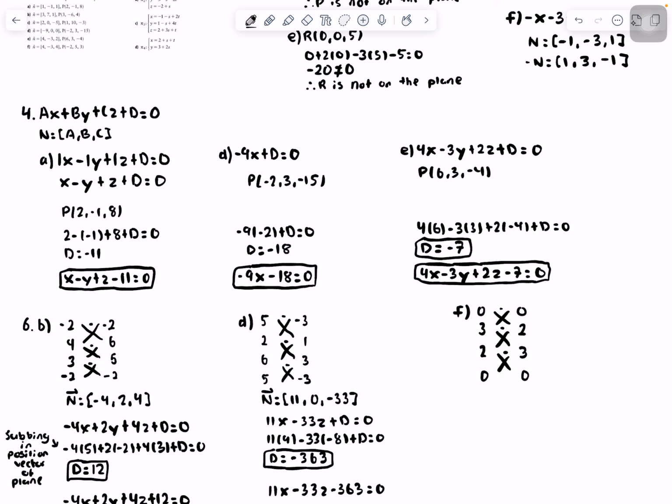Minus signs. 0 times 2 minus 0 times 3, 0. 3 times 3 minus 2 times 2, 5. Yep. 2 times 0 minus 3 times 0. 0. So 0, 5, 0.